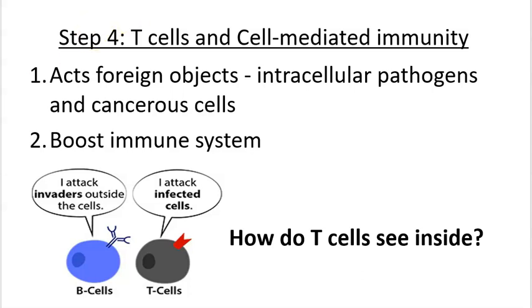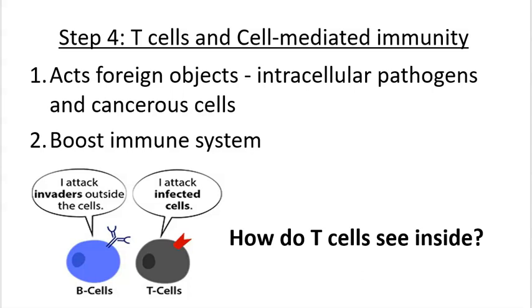So if we look at these lymphocyte responses, and we'll take a look in step 4 here, we'll start out looking at our T cells in what's known as cell-mediated immunity. And this is going to do two things really. They're going to act on foreign objects that are inside of cells or cancerous cells, and they're also going to boost the immune system. And this leads to the question, well, how can a T cell attack an infected cell? They need to see what's inside of that cell.